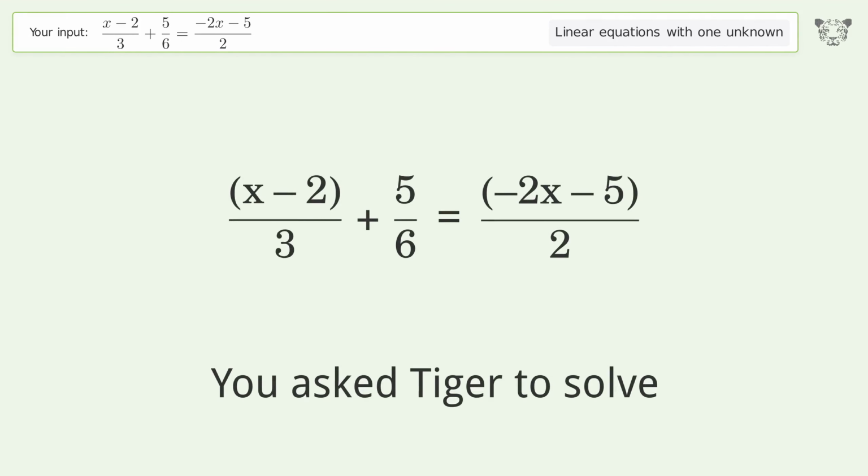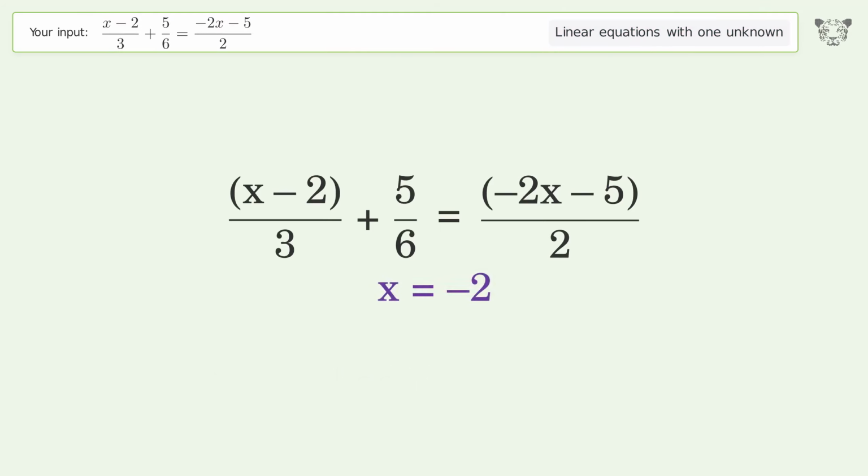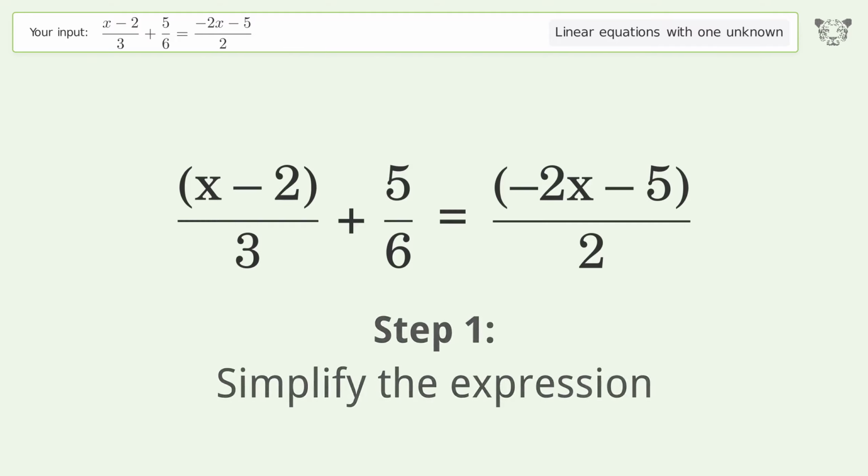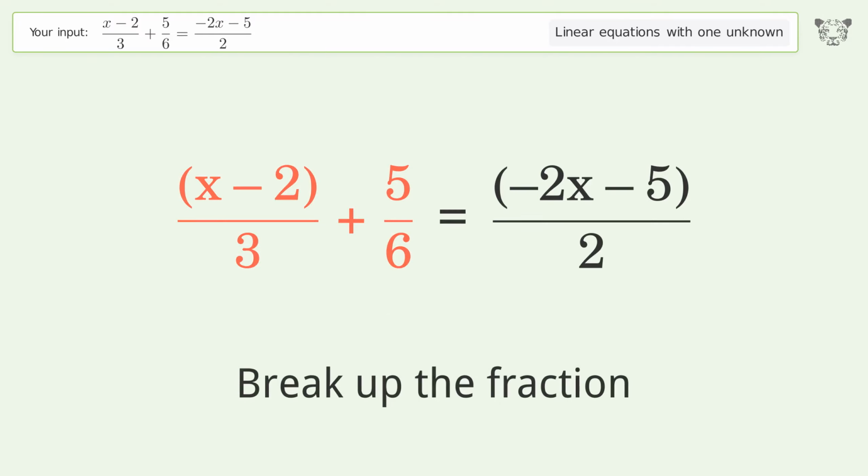You ask Tiger to solve this. It deals with linear equations with one unknown. The final result is x equals -2. Let's solve it step by step. Simplify the expression. Break up the fraction.